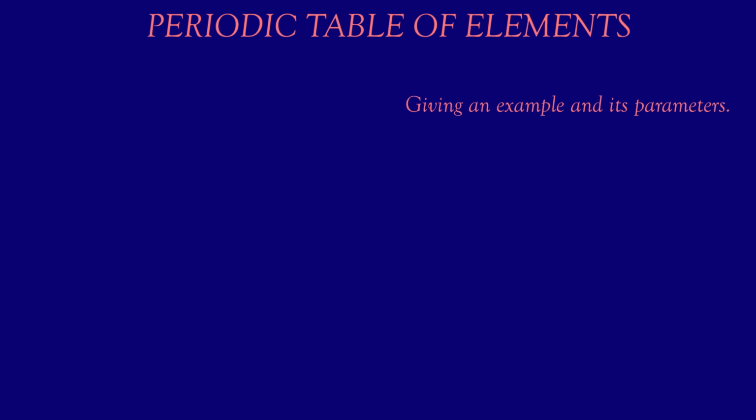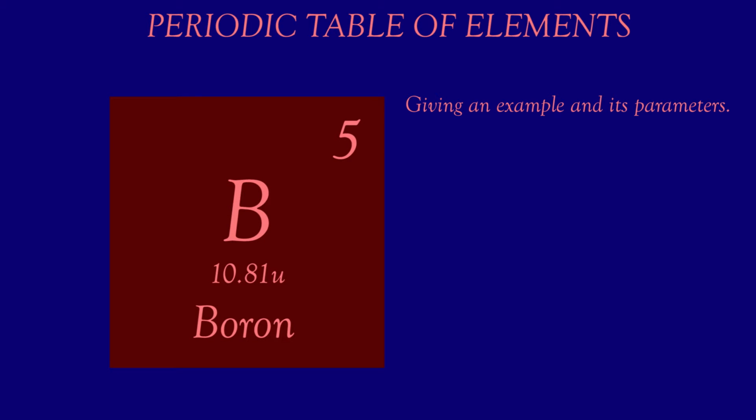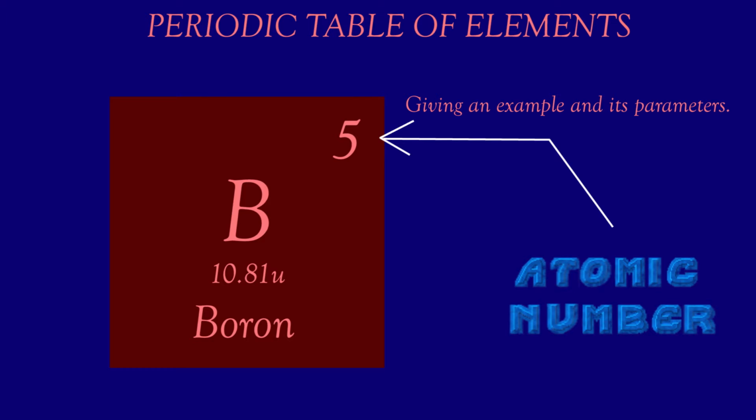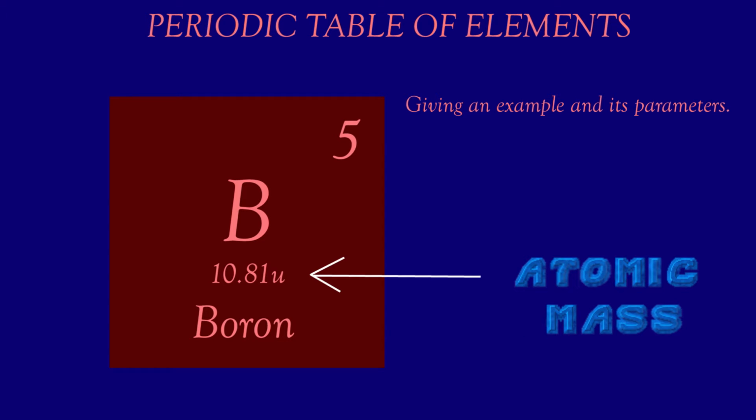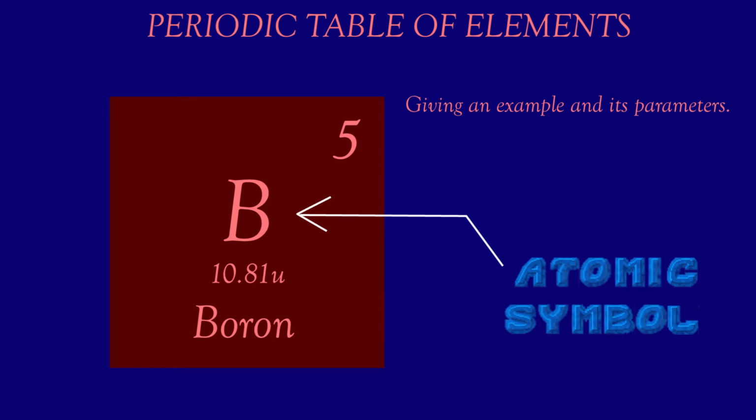Let us take any element by giving parameters. For example, suppose boron has an atomic number of 5. The atomic mass, same as atomic weight, is about 10.81 unified atomic mass units, which is kind of a roughly doubled value. Note that the chemical symbol of boron is B.